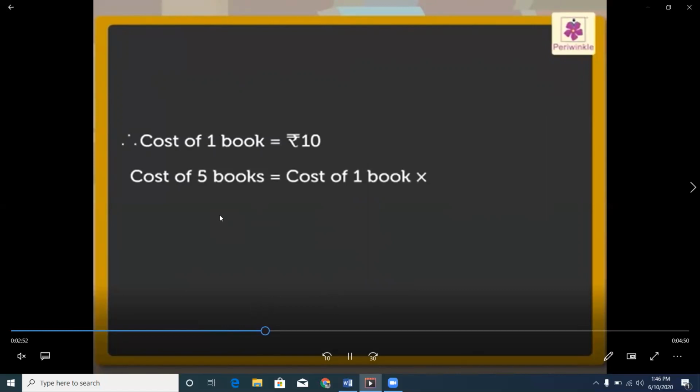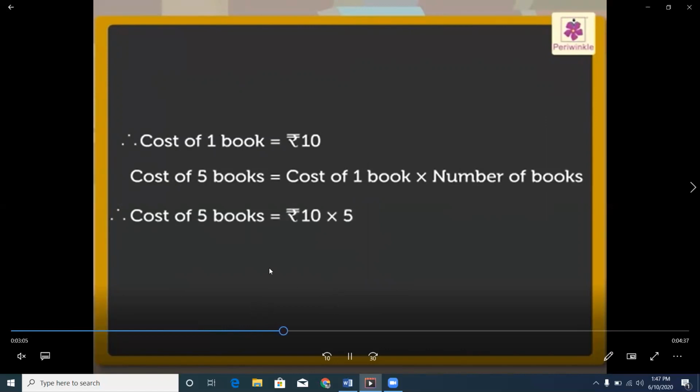In the next step, we will multiply the cost of one book by the number of books which we want. We want 5 books. We multiply the cost of one book by the number of books which we want. So the cost of one book is rupees 10 multiplied by 5, and the answer is rupees 50, which we have to pay for the 5 books.